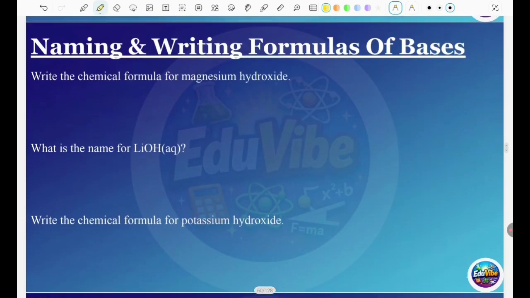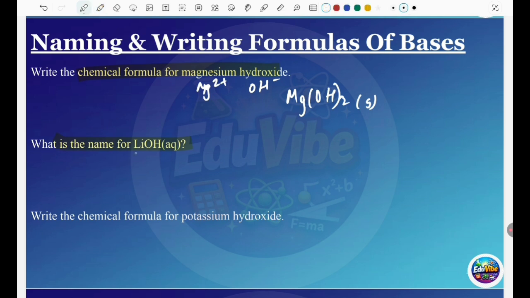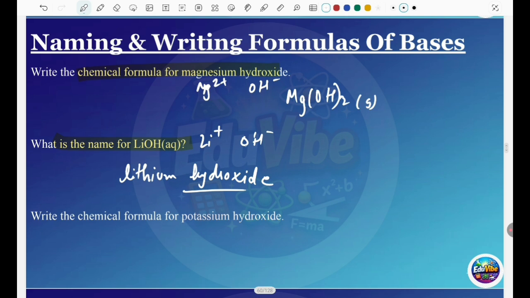The next thing is very easy: naming and writing formulas for bases. Formula for magnesium hydroxide: Mg2 positive and OH negative. You will get Mg(OH)2. This should be a solid. Done. Next we have LiOH. Do the naming. This is lithium hydroxide.